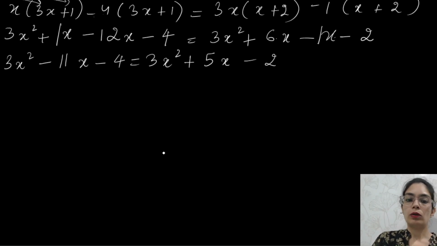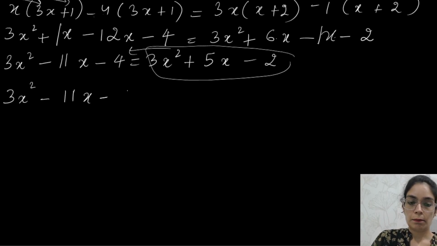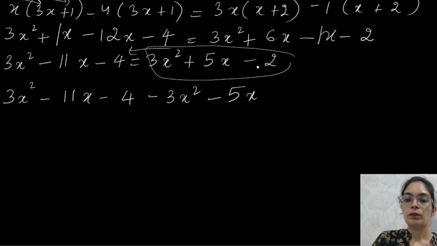Now because we want to compare with the standard form, this side should be 0. Everything let's shift to the other side. So 3x square minus 11x minus 4. If this 3x square I shift to the other side, it will become negative 3x square. If plus 5x will shift to the other side, it will become minus 5x. If minus 2 I shift to the other side, it will become plus 2, which is equal to 0.